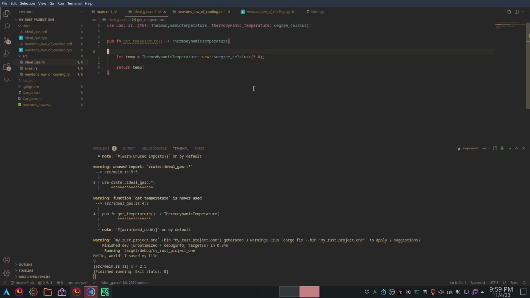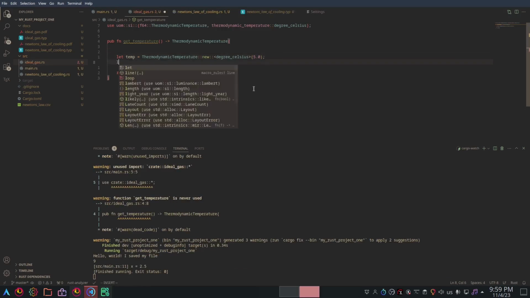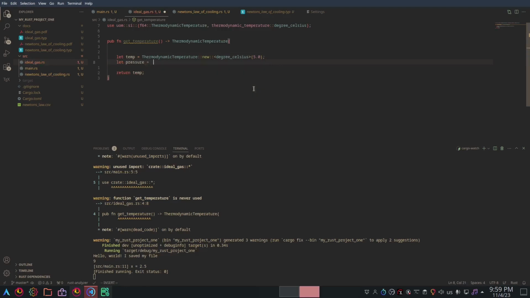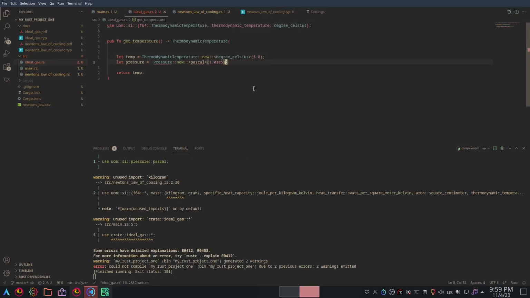And you will be able to compile the code. Now, let's say there's a pressure, right? This is how you actually input pressure. Pressure new, and then maybe you put Pascal there, 1.01 E5. This is atmospheric pressure. Pressure is not over here, so you need to import this. And Pascal is also not imported, so you import it as well.